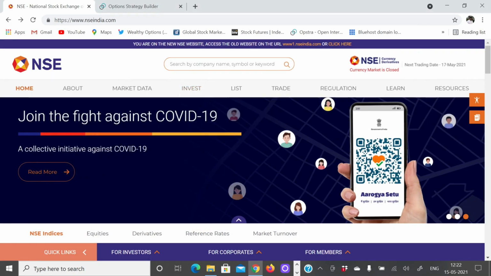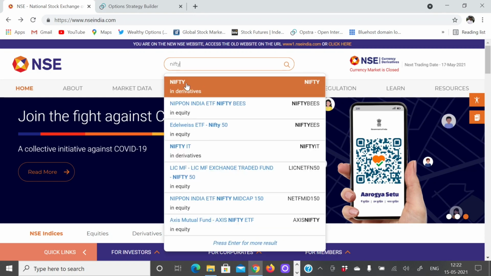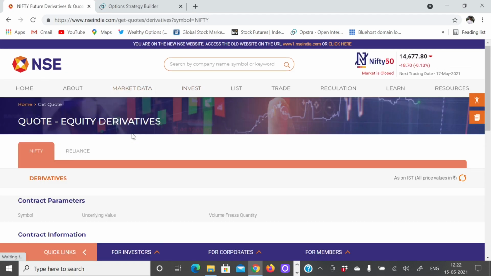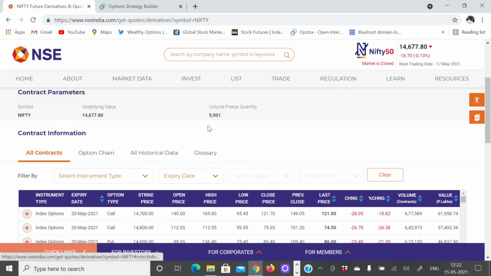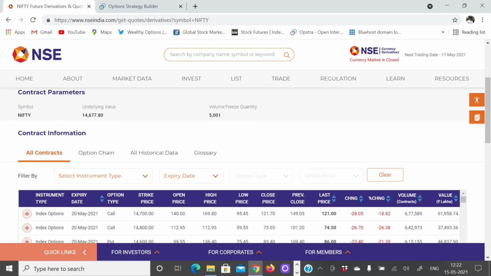So on the NSE website, if I look for Nifty, the Nifty is currently trading at 14,677 rupees 80 paise. This is called the spot price. Okay, this is for index Nifty as the underlying.